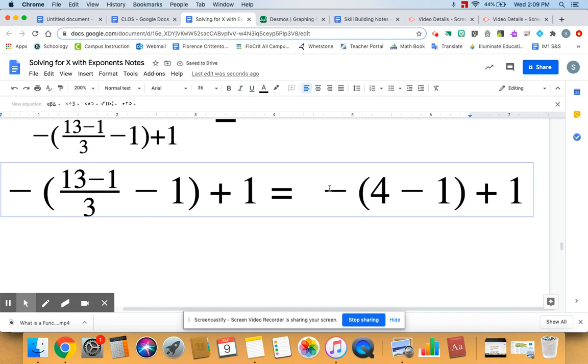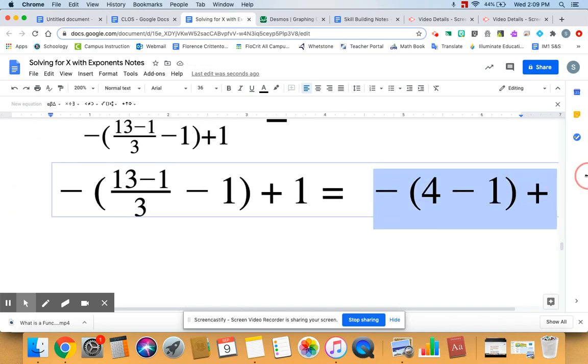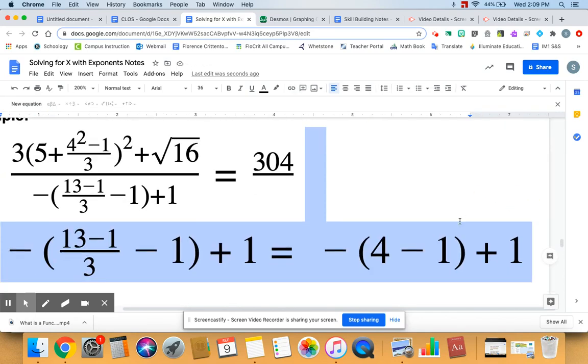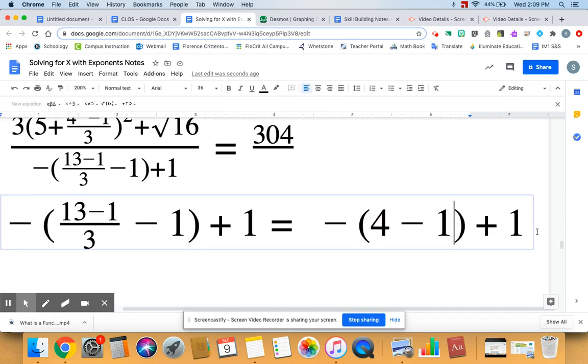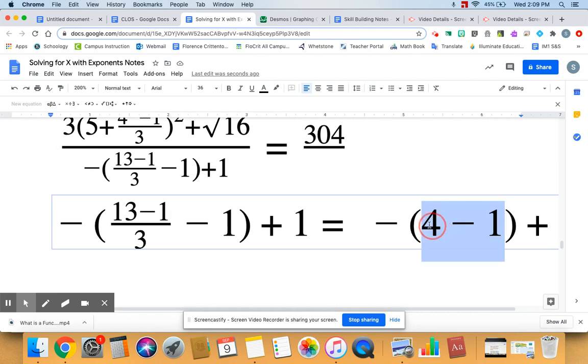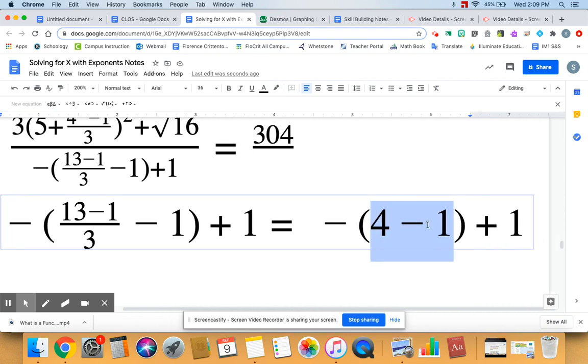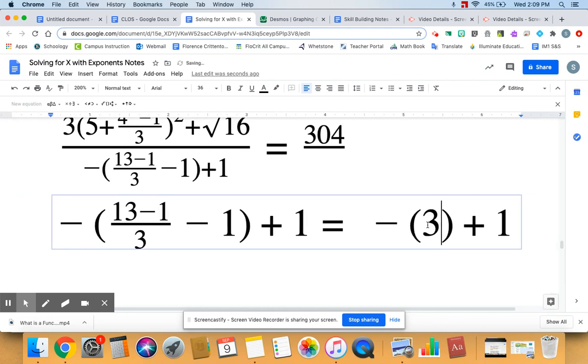To solve this, I have to restart order of operations. Do I have any grouping in this? Any roots, fractions, or parentheses? I do have a parentheses that has more than one number in it, so I have to group them together. And 4 minus 1 is just one step. 4 minus 1 is 3.